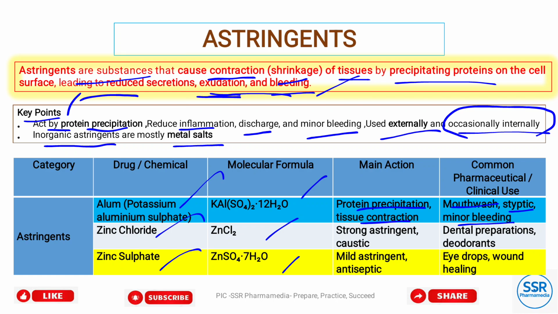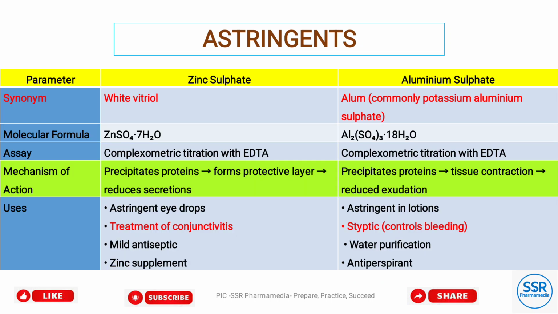Zinc chloride is a strong astringent, caustic in nature, so it is mainly used in dental preparations and deodorants. Zinc sulfate is a mild astringent. It also acts as an antiseptic. It is used in eye drops and wound healing. In the B.Pharm syllabus, they mainly give zinc sulfate and aluminum sulfate.